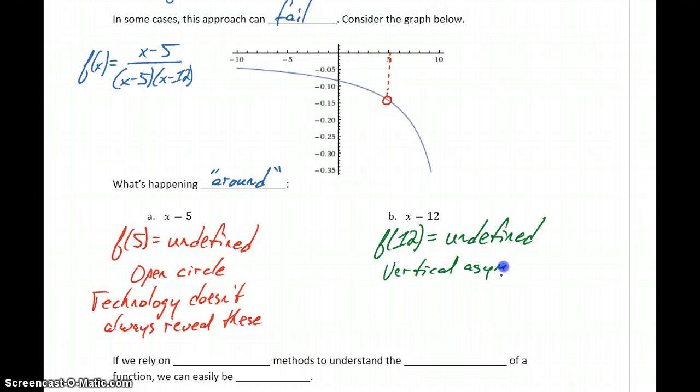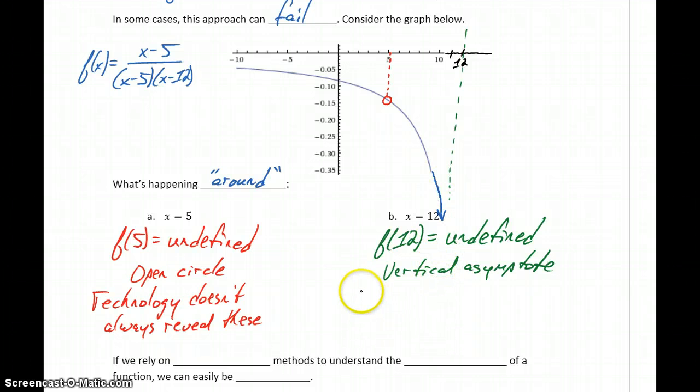At f of 12, the reason that our function is undefined is because there's going to be a vertical asymptote. In this case, this information is also hidden from us, not because the program wouldn't reveal it, but because our viewing window didn't stretch far enough to show us the behavior of that graph. If we had changed the viewing window, we'd actually see this function getting closer and closer to that vertical asymptote, just getting smaller and smaller. We just keep plummeting down without ever crossing that line.